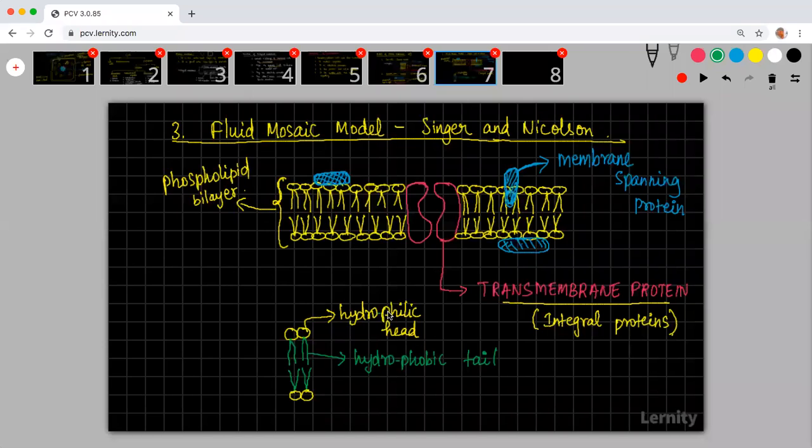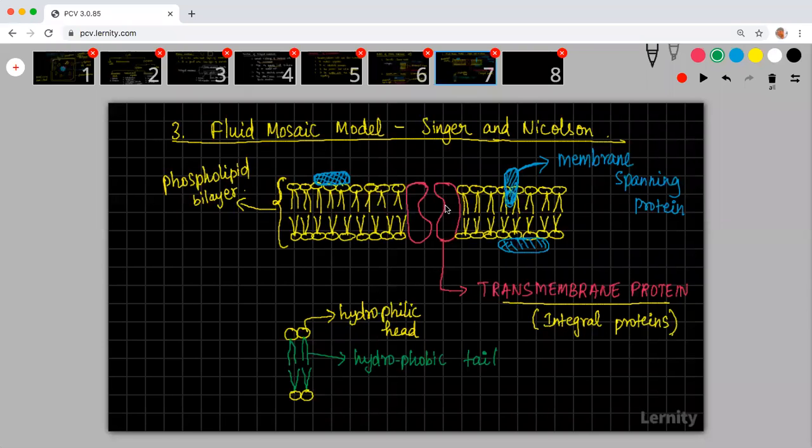According to this fluid mosaic model, why we call it as a fluid mosaic, the plasma membrane will look like a fluid in which you will have proteins embedded like mosaic. That is why we call mosaic. So it will be like a semi fluid in which you will see some small stones which are embedded. That is what we call it as mosaic like structure. So in such a structure, these proteins are available.